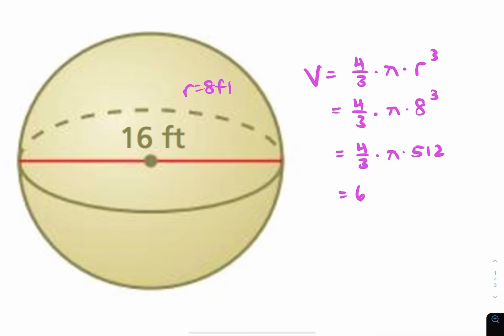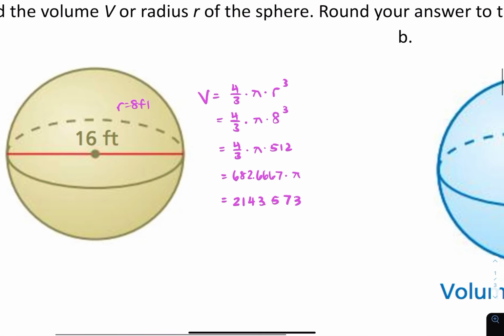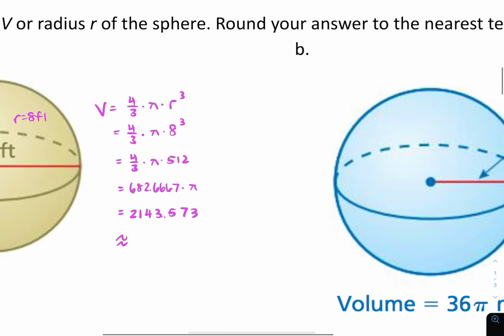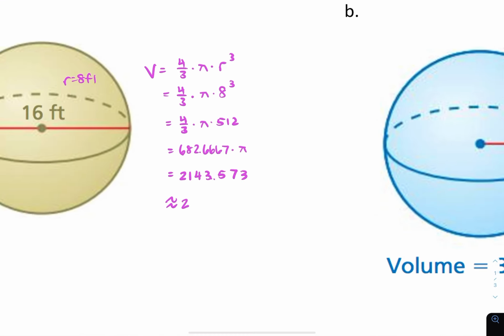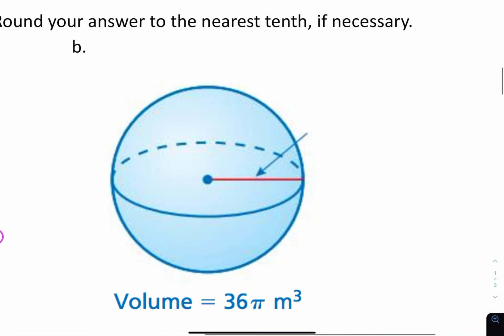Right? And then now I'm going to multiply 512 times 4/3. And I get 682.6667 repeating times pi. And I got 2,143.573. Right? If I were to round to the nearest tenth, it should be 2,143.6 feet cubed. So that would be the volume of this sphere.